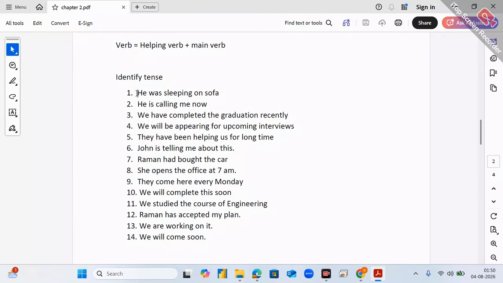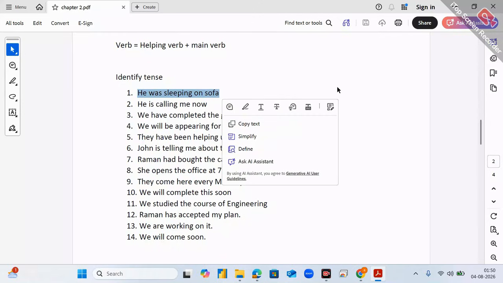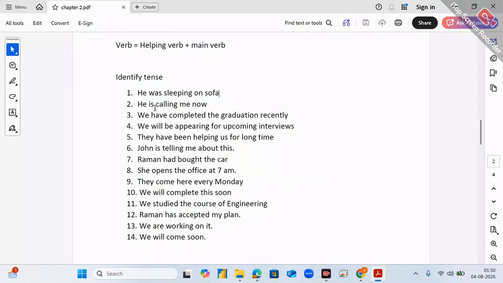Let's solve it, guys, together. He was sleeping on sofa. You need to focus on which helping verb is there.